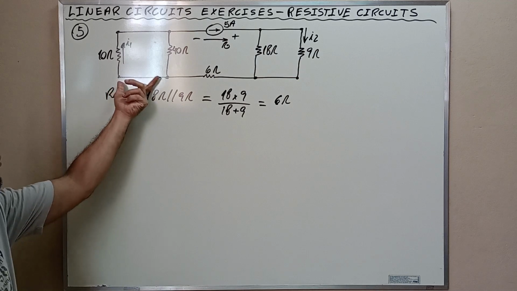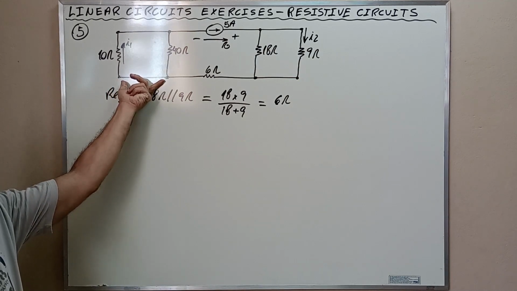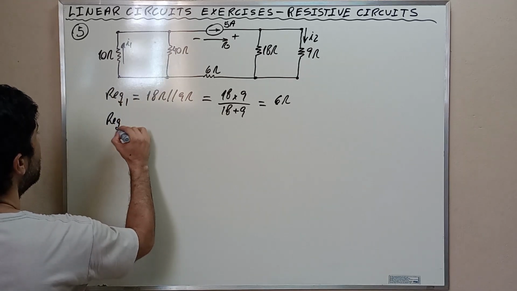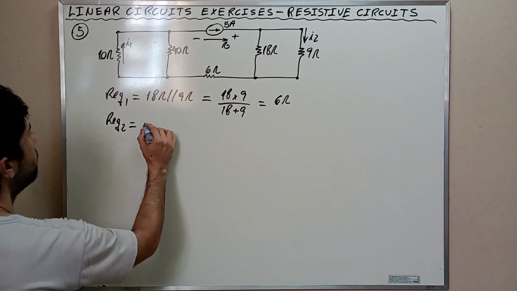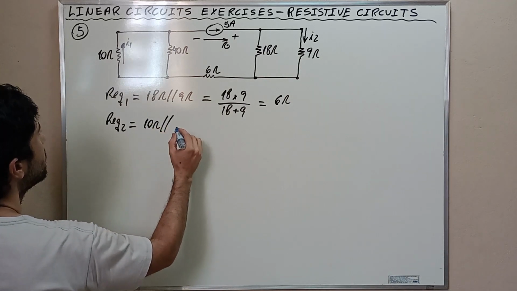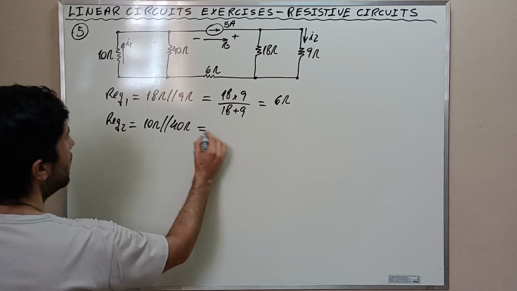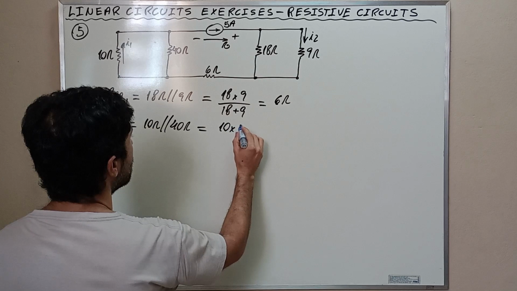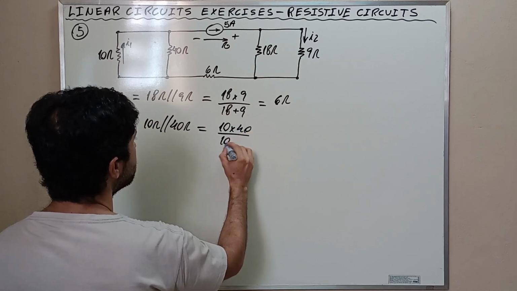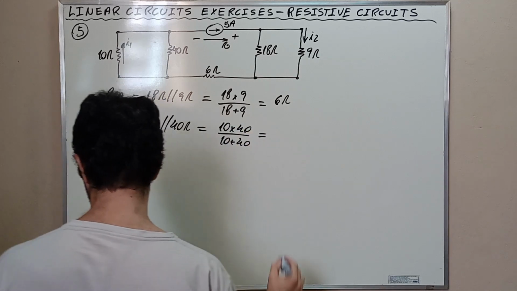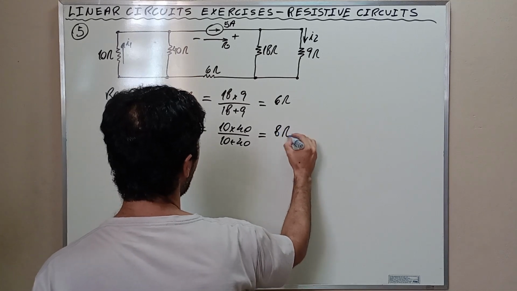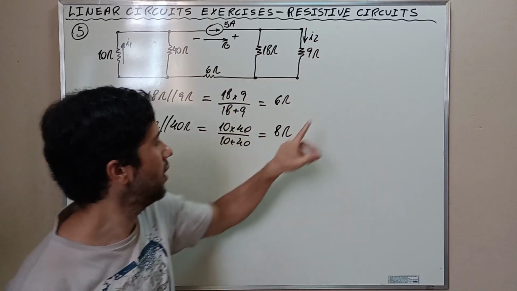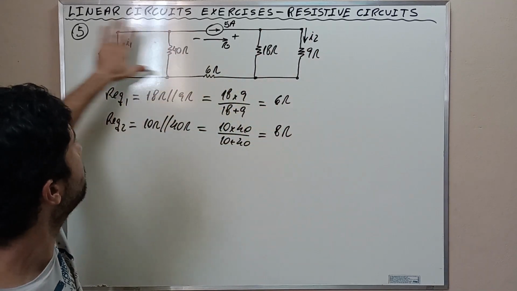Now let's do the same for this group here, this couple of resistance here. We're gonna call it equivalent resistance number 2, and it is going to be the parallel connection between 10 ohms and 40 ohms, and as we know, it is the product over the sum, and this is equal to 8 ohms, okay? This 6 ohms replaces this, and this 8 ohms replaces this.